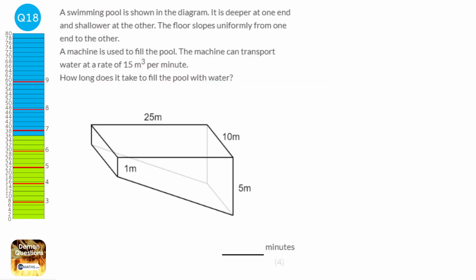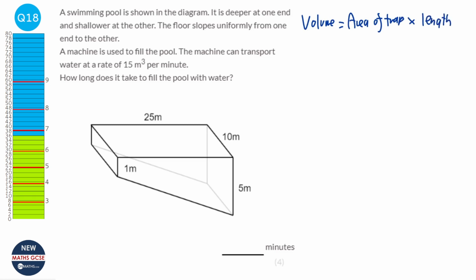First thing we need to do is work out the volume of this prism. And it's a trapezium based prism. So the volume will be the area of the cross section, or area of the trapezium, times the length, how 3D the prism is. So trapezium is half (a plus b) h, and then times the length.